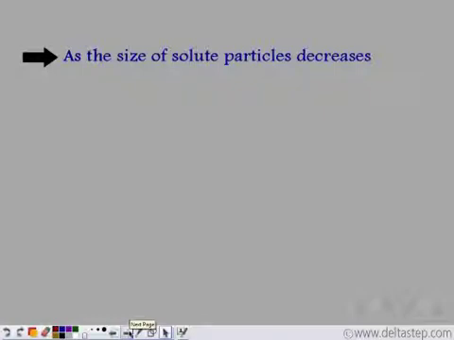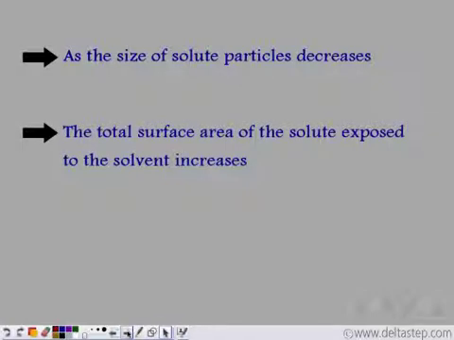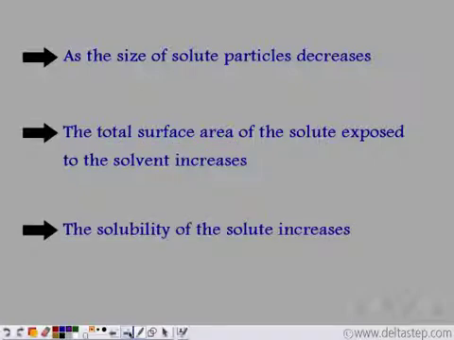So as the size of the solute particles decreases, the total surface area of the solute which is now exposed to the solvent increases. Since this surface area is increasing, more solvent particles can now act on these solute particles, and so the solubility of the solute increases. So as the size of the solute particle decreases, the solubility of the solute increases.